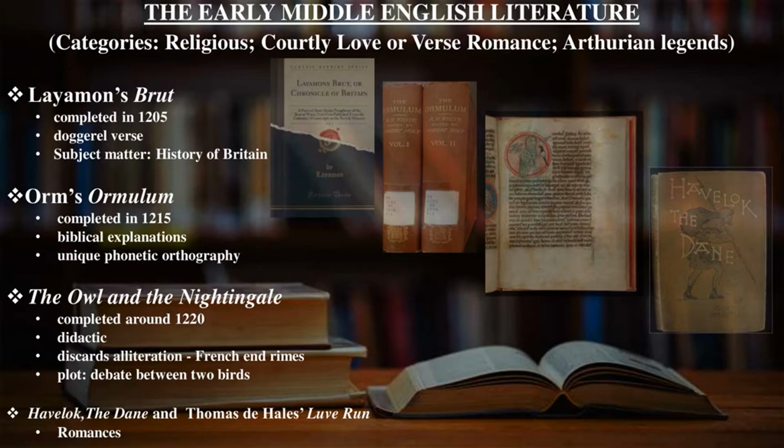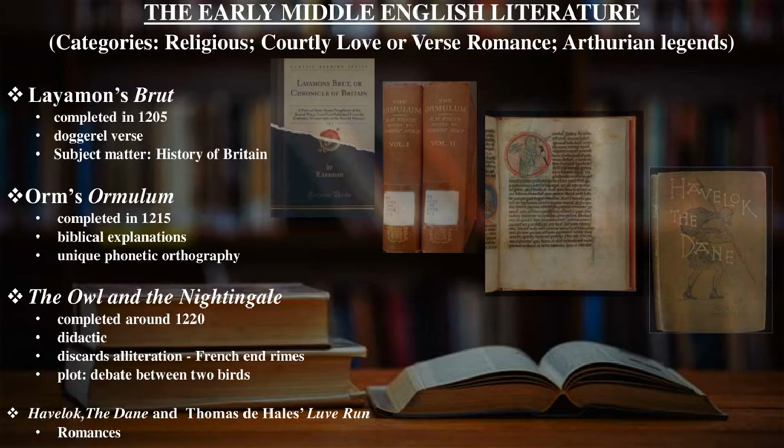Secondly, Orm's Ormulum, written soon after Brut in 1215, is of biblical explanation. This series of metrical homilies is especially known for its unique phonetic orthography in short lines without either rhyme or alliteration. This holds the details of the Middle English language.